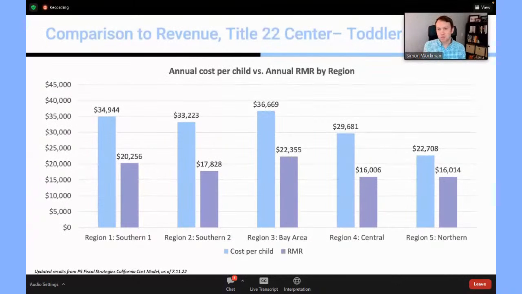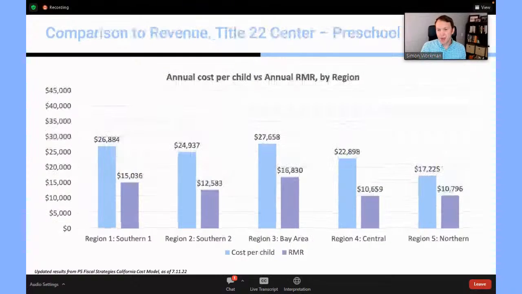The next slide is preschool, which again, we kept the axis on the left at the same level, the 45,000, so you can see where it's comparing, and you can see the gaps are different across there. So what you start to see here is on preschool, you're getting a little closer, but still obviously big gaps.